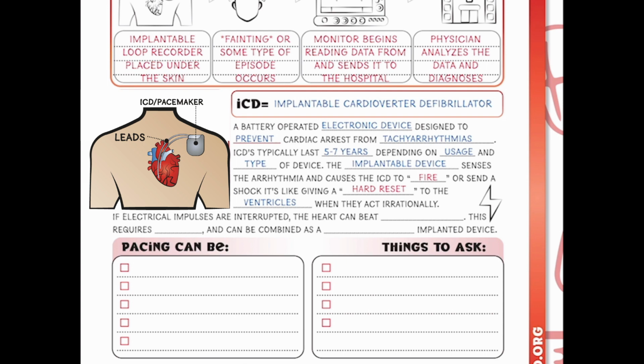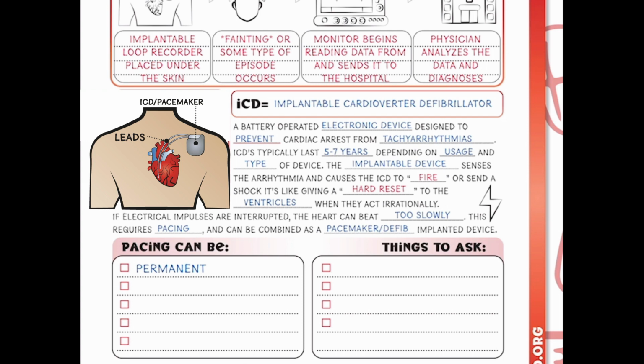And if the electrical impulses are interrupted, the heart can beat too slowly. This requires pacing, and sometimes this can be combined as a pacemaker defibrillator implanted device. However, not all ICDs actually have pacemaking capabilities. But if someone does have a pacemaker, there's actually multiple forms of pacing.